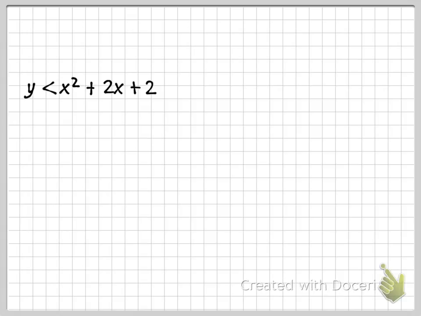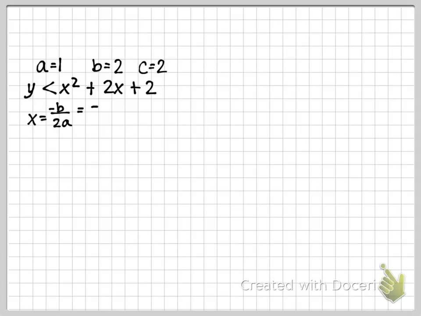And what I want to do is label A, B, and C, just like I used to do whenever I graph. So what is A in this equation? 1. Remember, because it's always the number in front of x squared. What is B? 2. And what's C? 2. Okay? So step number 1 is find the vertex, which means x equals negative b over 2a.